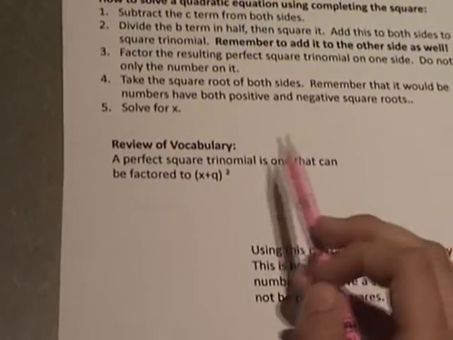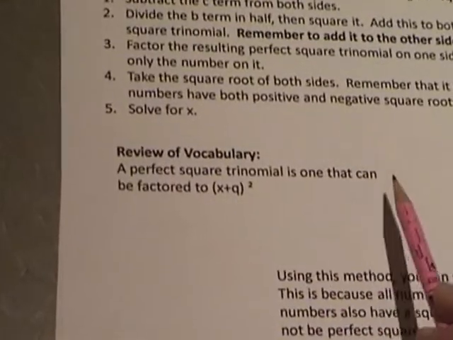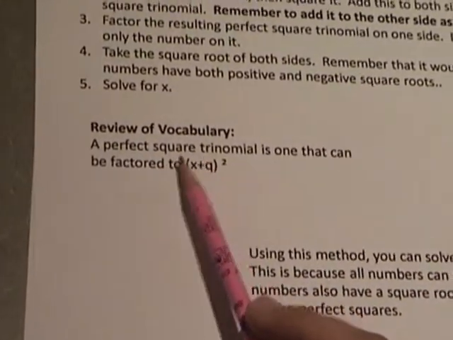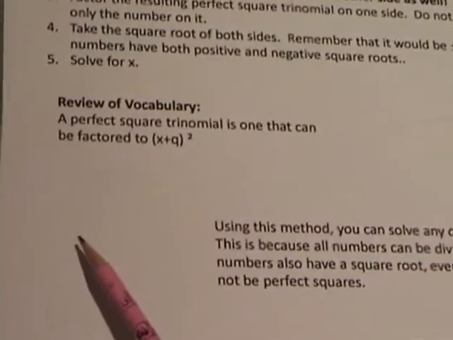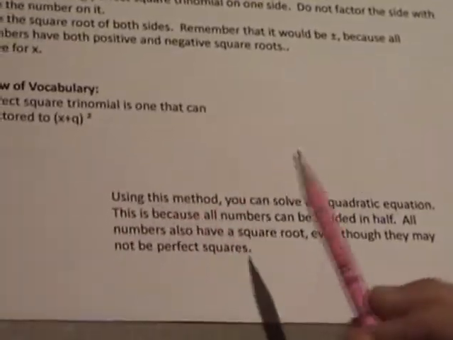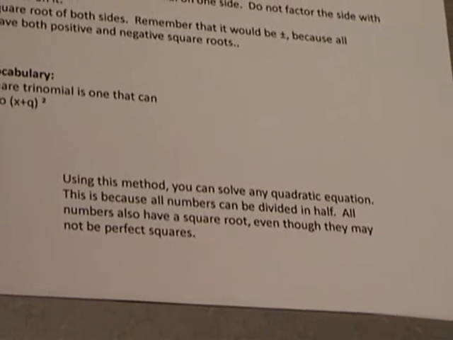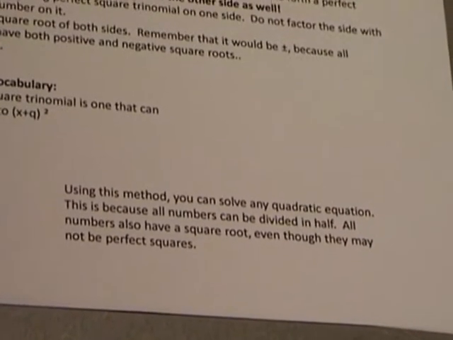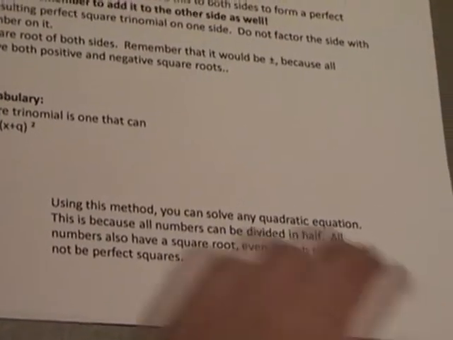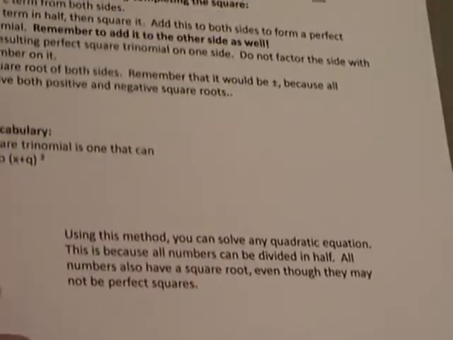Again, if you need to review the vocabulary, perfect square trinomial is one that can be factored to x plus q squared. Using this method, you can solve any quadratic equation, because all numbers can be divided in half, and all numbers have a square root, even though they aren't perfect squares.